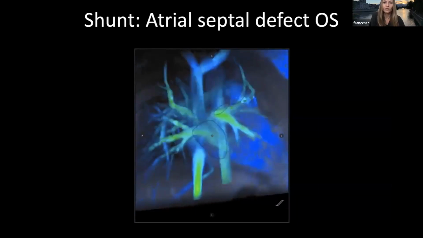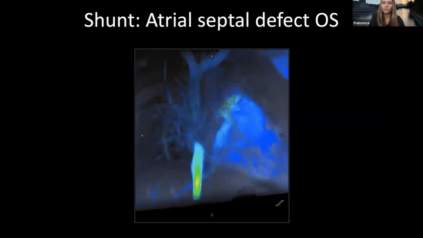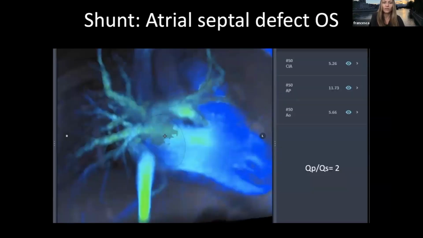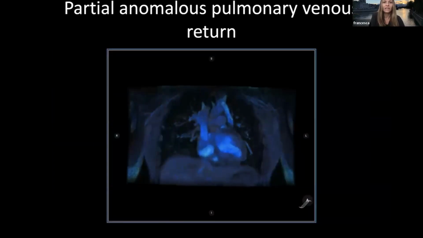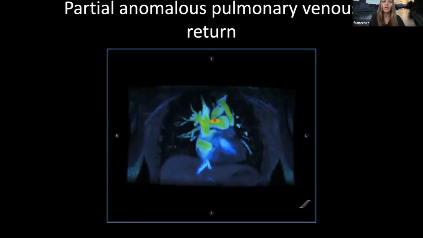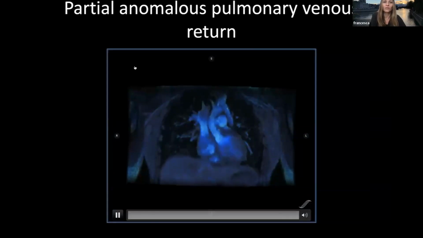Previously, we made a catheterization to understand the amount of the shunt. Now we calculate it with 4D flow in a really simple way, in all communications of shunt, interatrial, interventricular, and, for example, in pulmonary venous return.